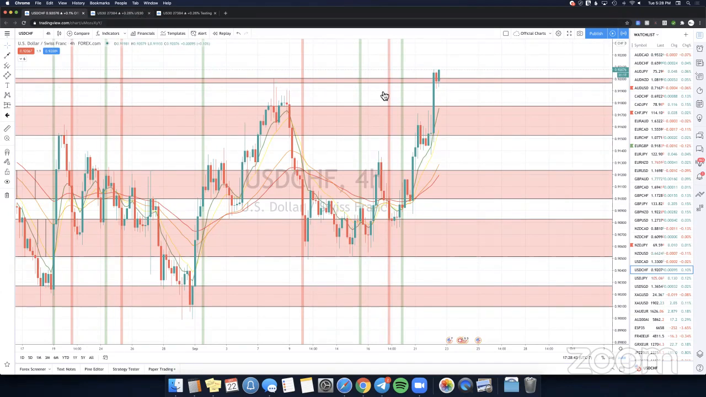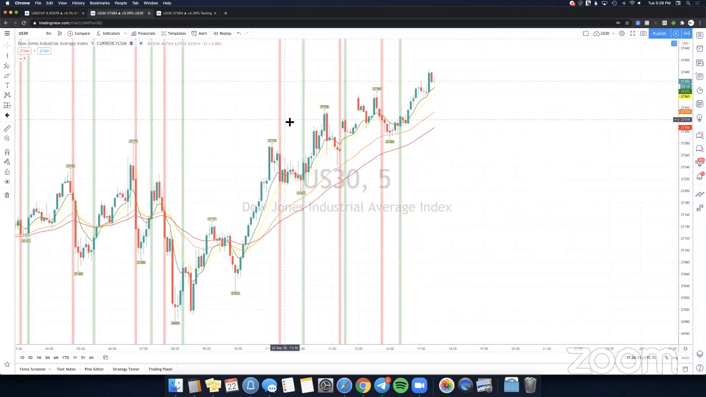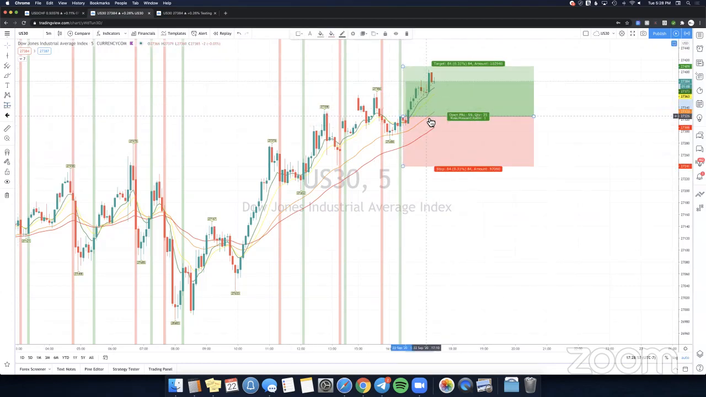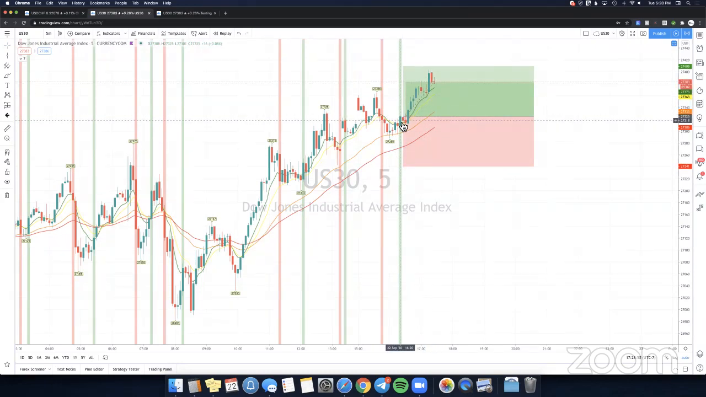Let me see if there's any. Man, I feel so dumb for not taking this trade. So this was a pivot entry right here. When did this appear? Oh, it appeared at 4:20. So I was already on this live call.